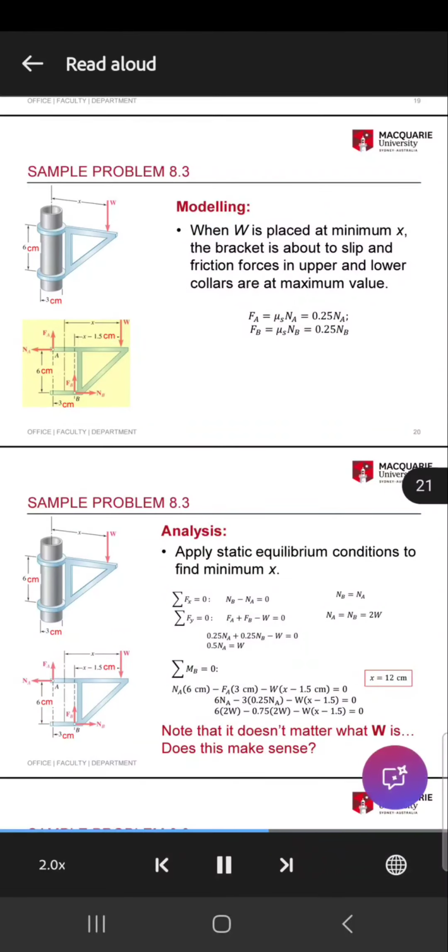Free body diagram of the bracket. F_A and R applied at point A. F_B applied at point B. The force W is applied 1.5 inches from the center of the collar.